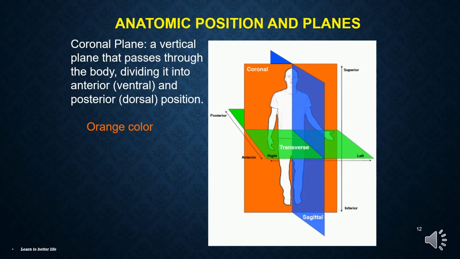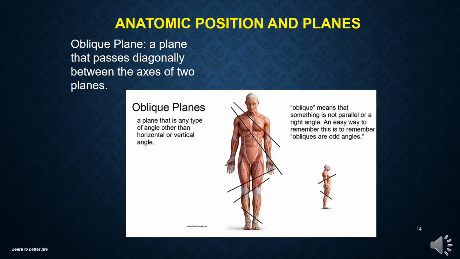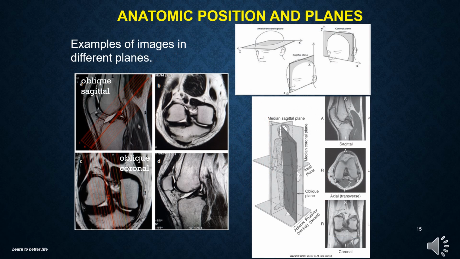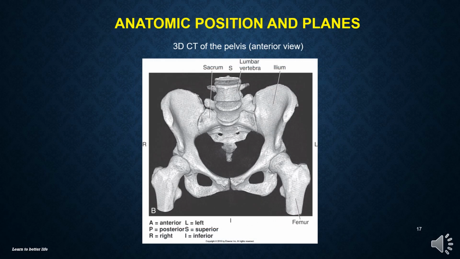See the orange color. An axial or transverse plane is a horizontal plane that passes through the body, dividing it into superior and inferior portions. Oblique plane is a plane that passes diagonally between the axes of two planes. These are some examples of images in different planes. This one is the axial CT of the abdomen. 3D CT of the pelvis, anterior view.